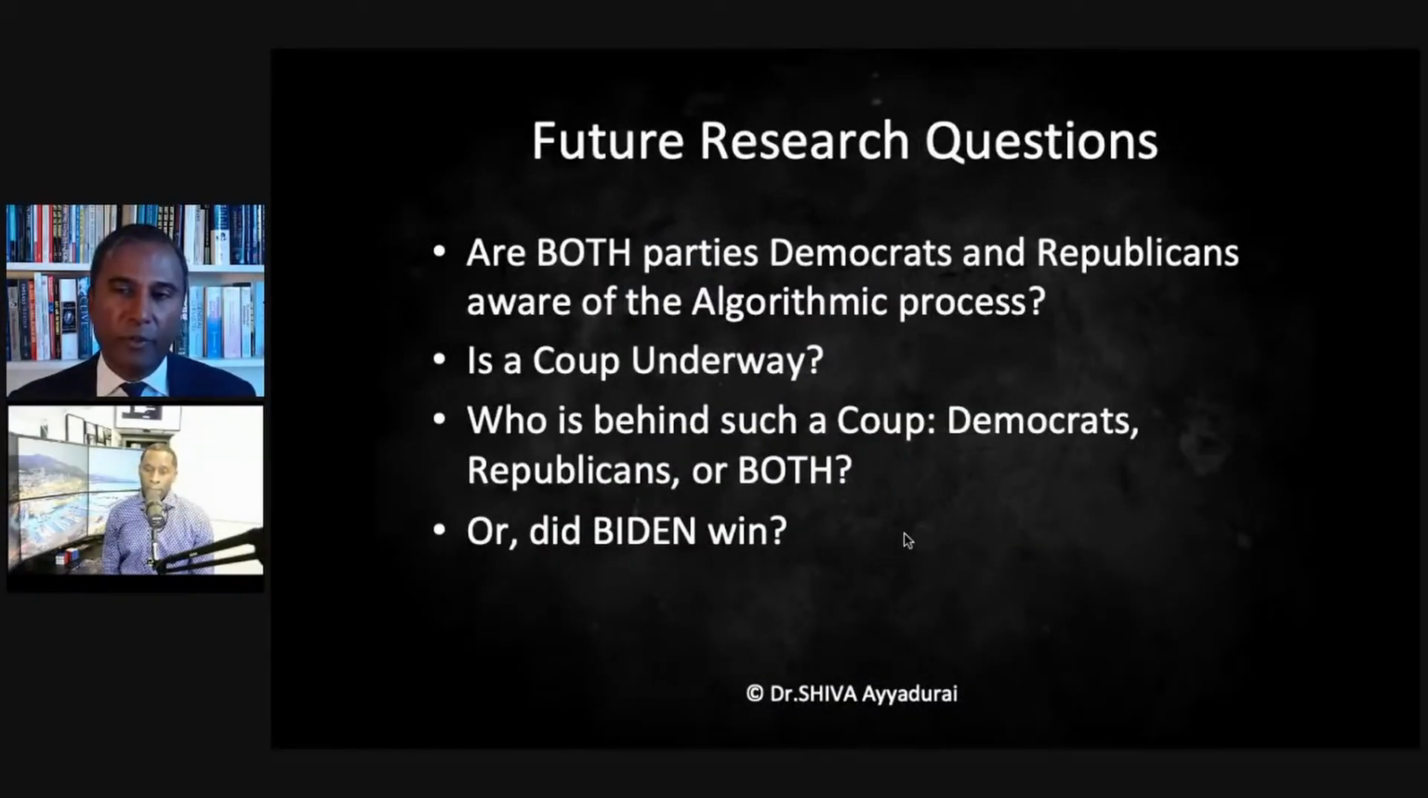Again, the questions going forward: are both parties, Republicans and Democrats, aware of the algorithmic process? Is there a coup underway? Who is behind such a coup? Democrats, Republicans, or both? Or did Biden win?